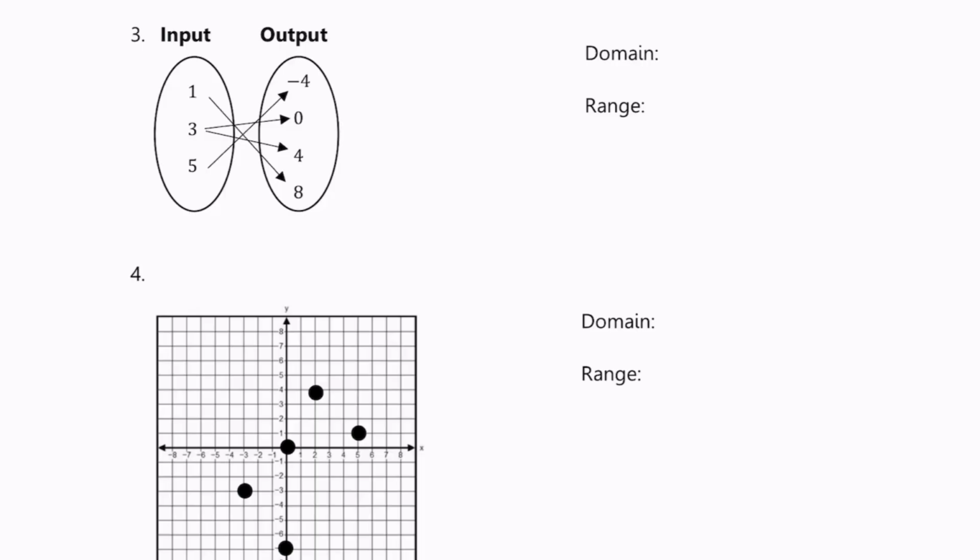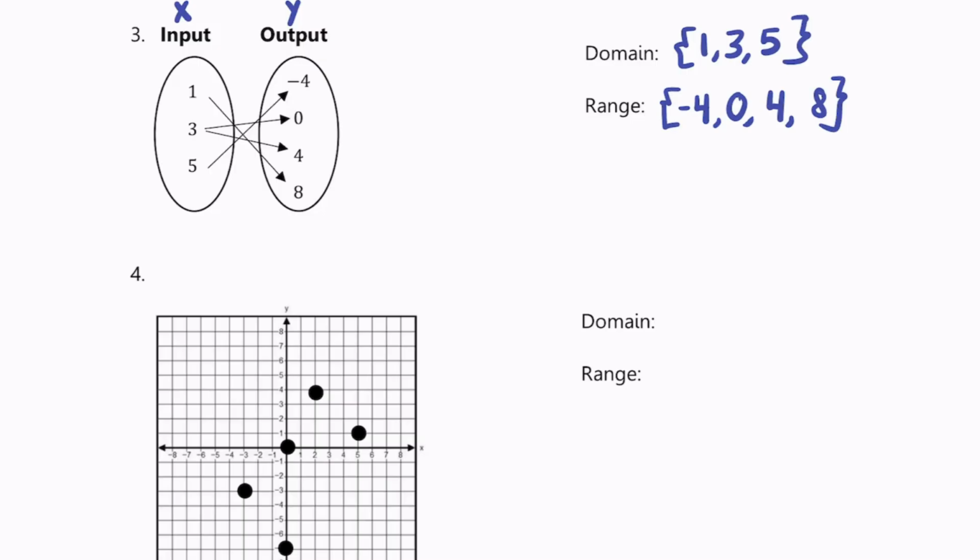What's important to note is you need to know which ones are the input and which ones are the output. So remember, input is your x. Output is your y. So our input, our domain, will be 1, 3, and 5. And our output will be -4, 0, 4, and 8. Easy peasy. They're already in order from least to greatest, and because we're doing a mapping diagram, the repeats aren't listed already, so we're good to go.